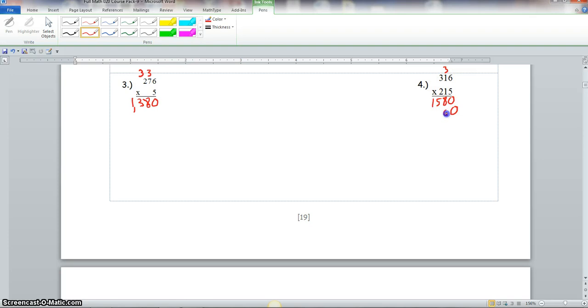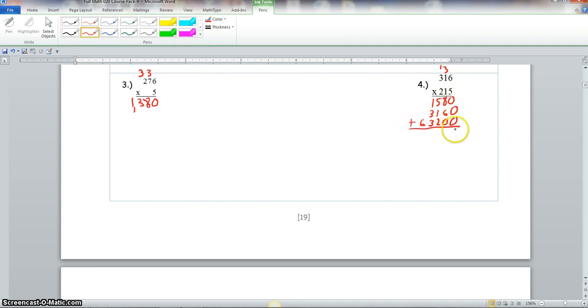1 times 6 is 6. 1 times 1 is 1. And 1 times 3 is 3. Now we have to add 2 zeros here because we're multiplying starting with the hundreds place. 2 times 6 is 12. Bring down your 2. Carry your 1. 2 times 1 is 2. Plus 1 is 3. And 2 times 3 is 6.